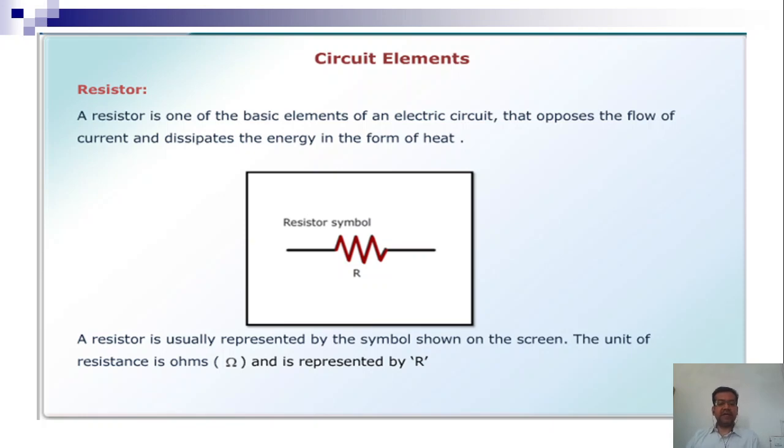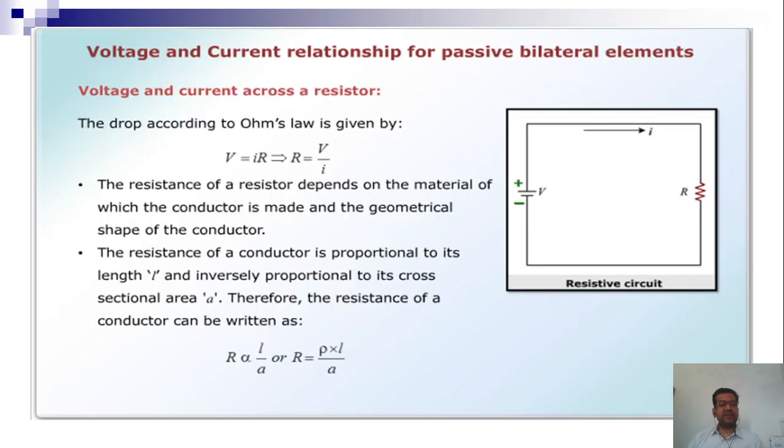Is it clear now? Yes, sir. Now coming to the point, your resistance is over, and I need to find out the relationship between the V and I. So already we know that the drop according to Ohm's law is given in terms of V is equal to I into R, so R is equal to V by I. This is one case, and this is one more law of resistance I want to mention.